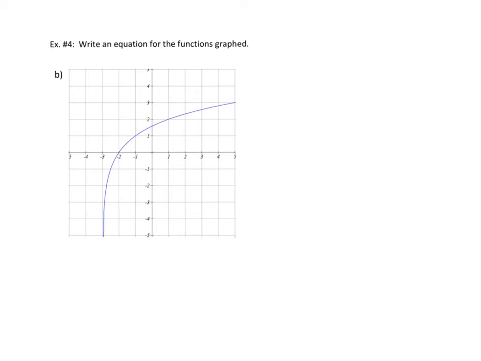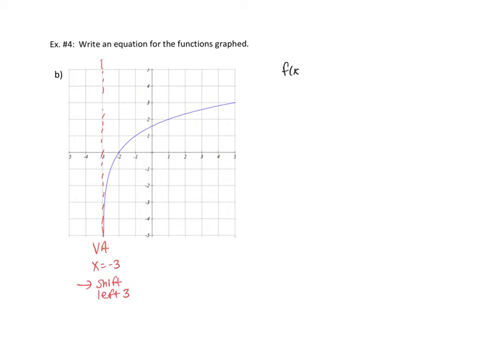Let's look at how we can write an equation for the log function that is graphed here. So first, we can note that this graph has been shifted to the left 3 units. We can see that by looking at where we have a vertical asymptote at x equals -3. So this means we have shifted left 3 units.